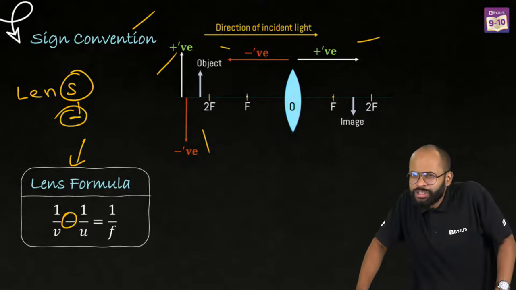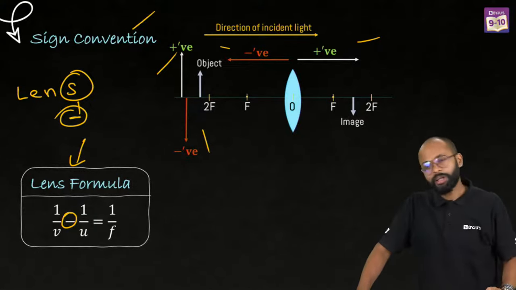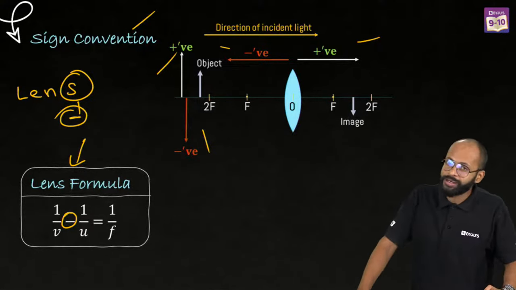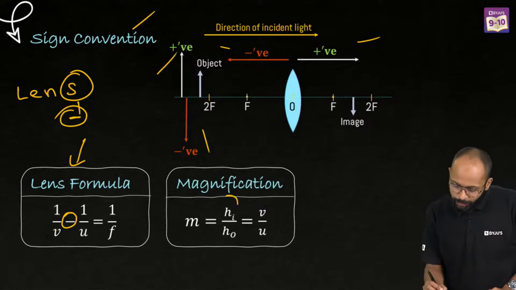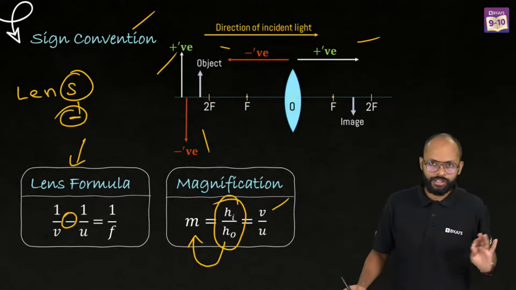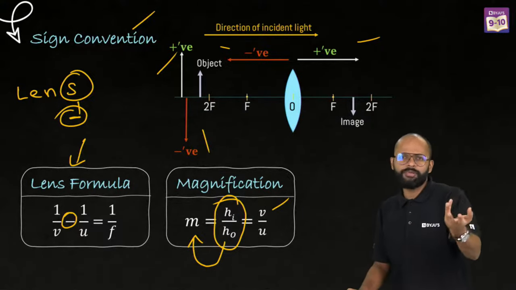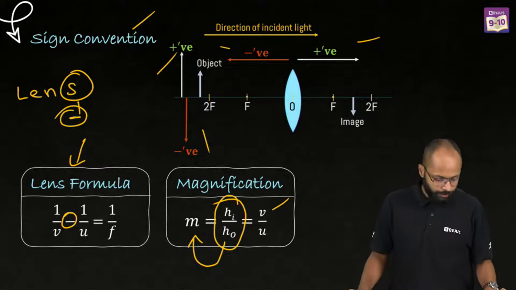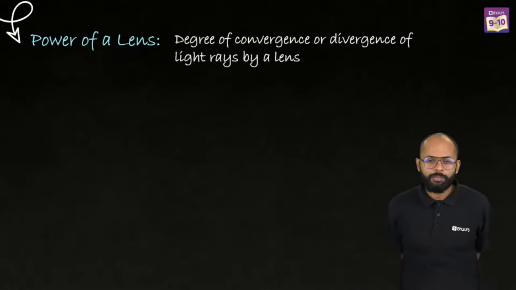And magnification is opposite to mirror. Mirror mein kya tha? M equals minus V upon U. Here it is V upon U. So HI upon HO is still same because that is the definition of magnification. But V upon U is something you get mathematically after you derive it. So magnification ka definition abhi wahi hai, bas formula ban ke aata hai V upon U. Simple. Ab baat ho rahi power of the lens ki.